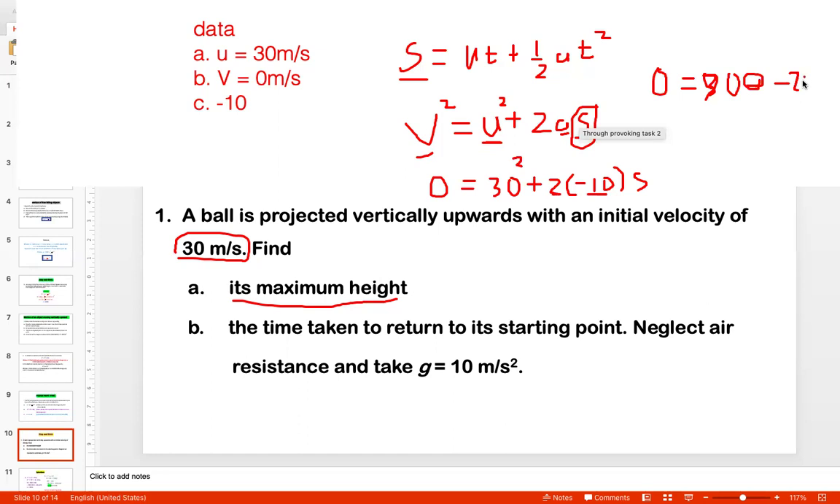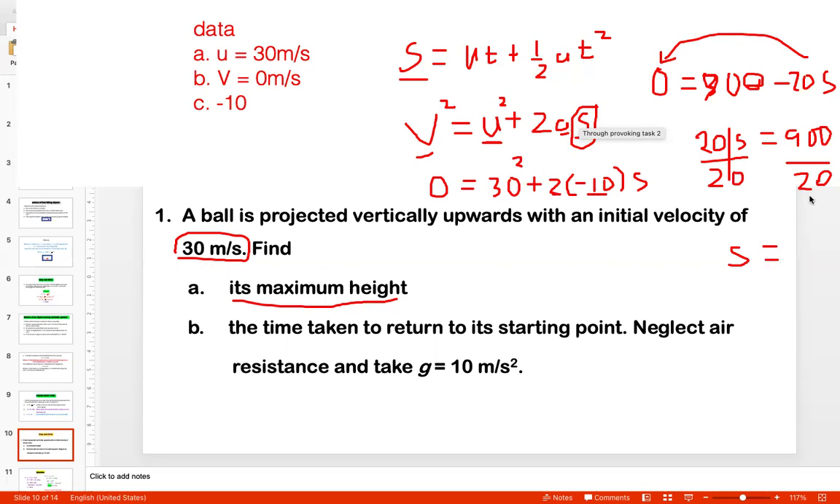So it's better we take this side, which is negative, and it becomes positive. So 20s is equal to 900. We divide by 20, what answer are we getting? We're getting 45. So the distance covered here was actually 45 meters.